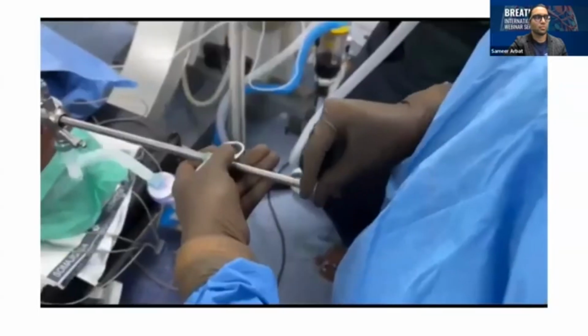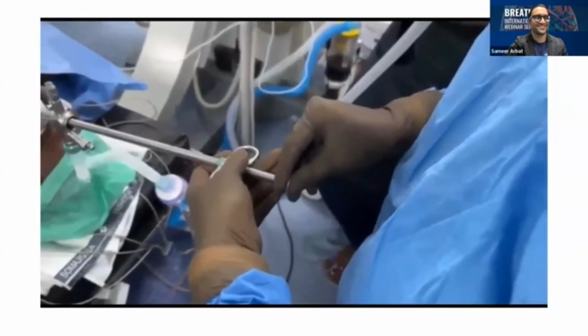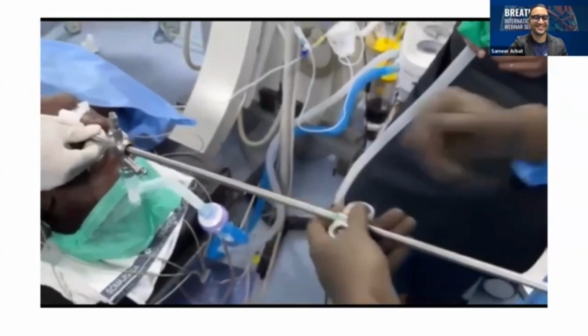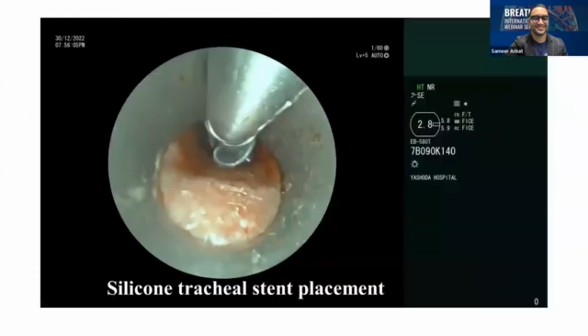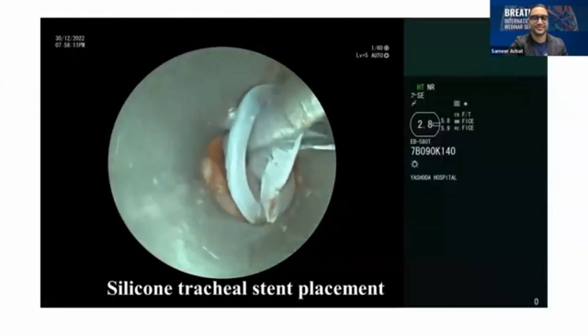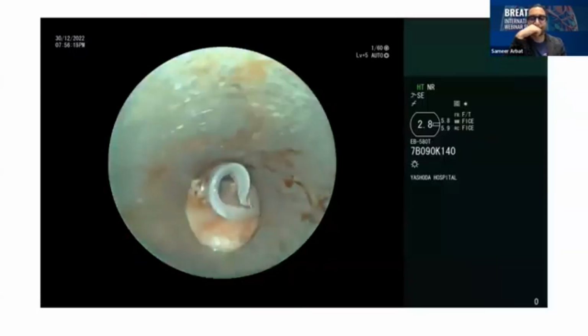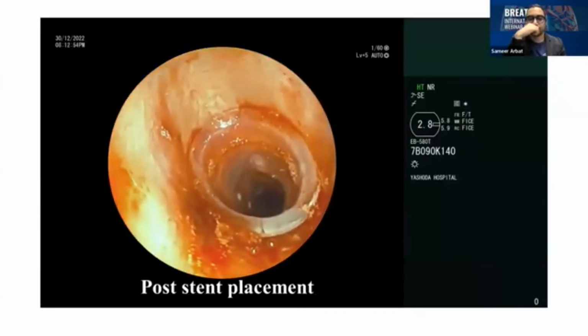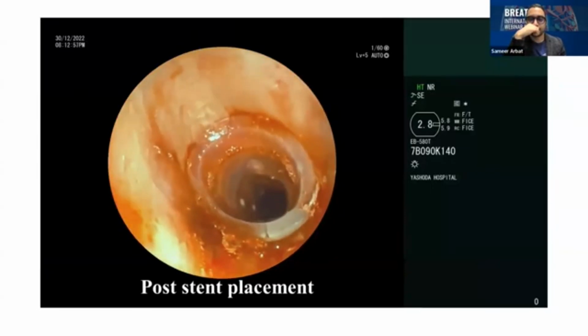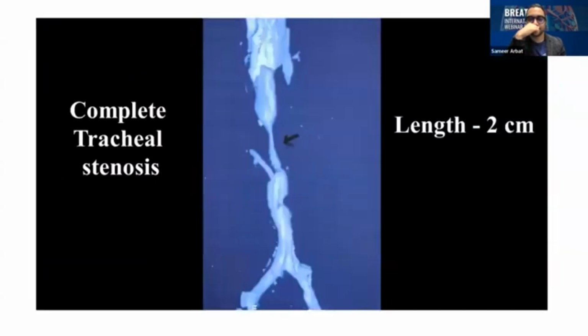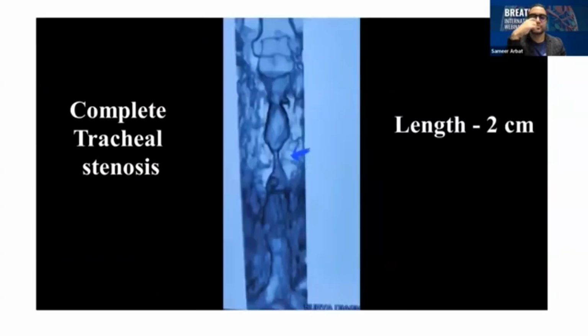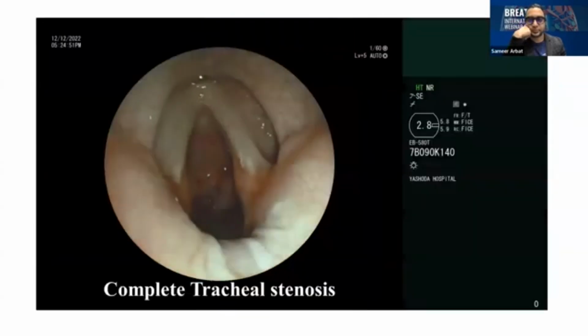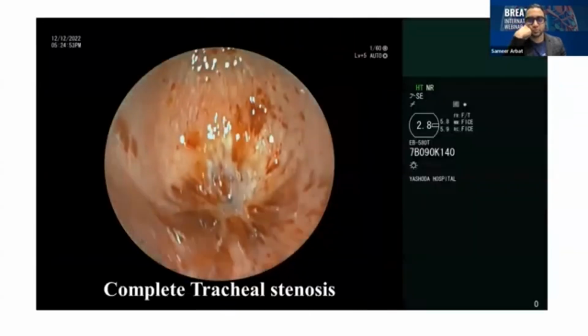And once it is done, now you can see that I am inserting the silicone stent with the help of a stent deployer under real-time vision with the help of a rigid bronchoscope. So whenever you want to deploy a silicone stent for a benign tracheal airway stenosis, the only way you can do it is with the help of a rigid bronchoscope, and your rigid bronchoscope really plays an important role in benign airway stenosis management. This is yet another patient where the patient was having a complete tracheal stenosis.